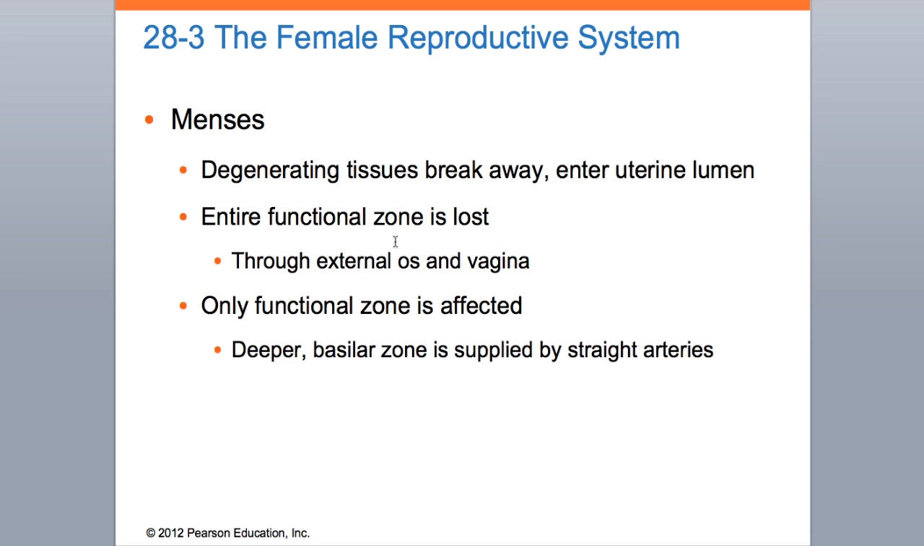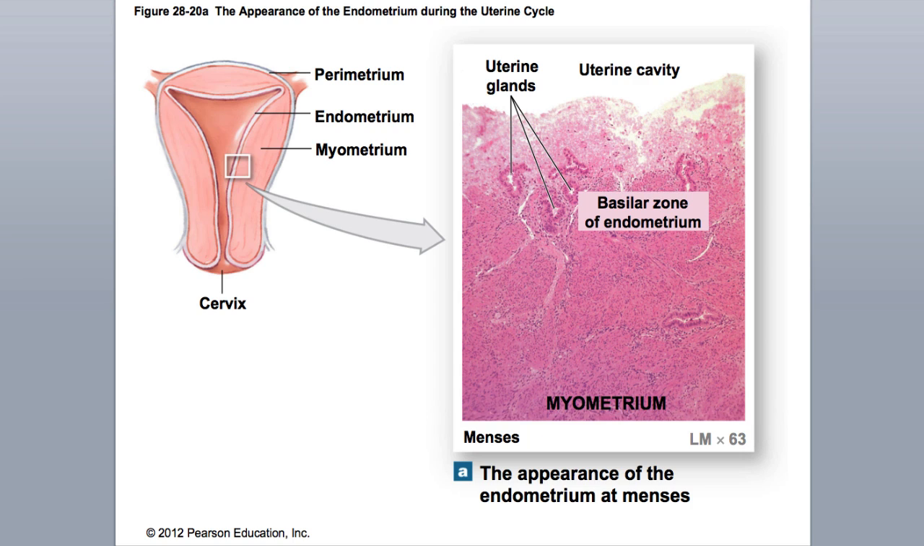Next slide. Here's what happens. As a matter of fact, I just said it. So menses, degenerating tissues break away, they enter the uterine lumen and they go bye-bye. And you're pretty much tearing apart this. That's why it bleeds. Next, here's that zone, all up here. All this is torn apart and it bleeds through.